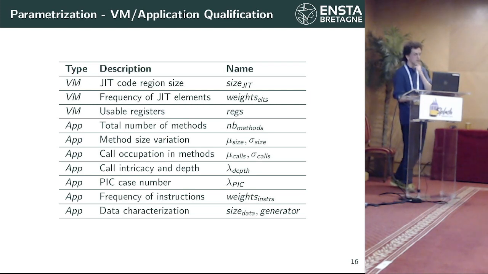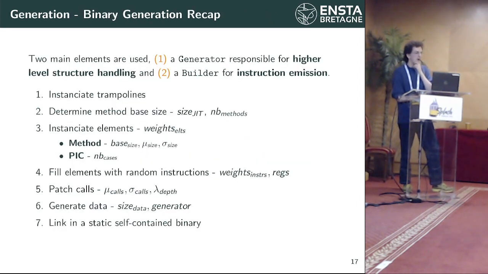And also we can specify the shape and size of the data. So the binary generation works using two components. One is a generator, which is responsible for the higher level structure handling, and a builder, which is just responsible for instruction emission. So it goes as follows.